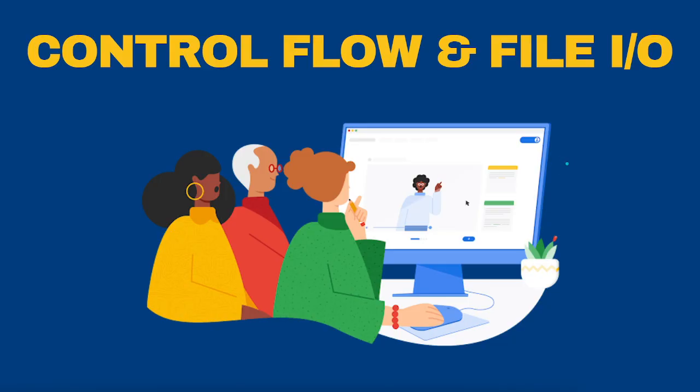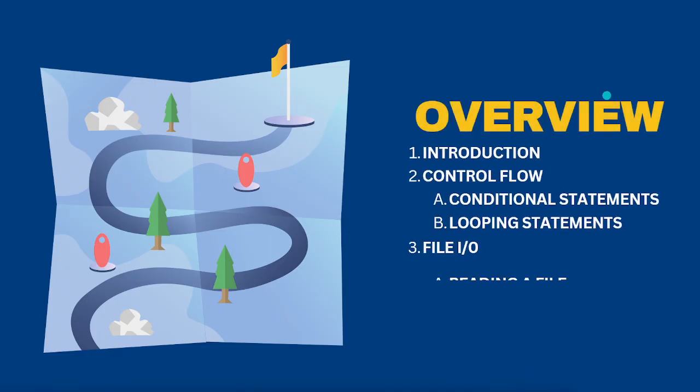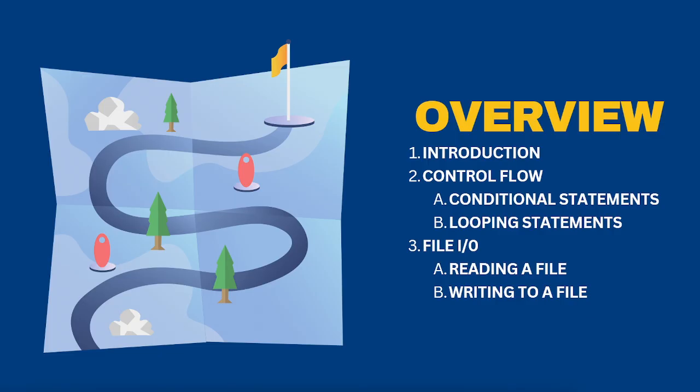In this lesson, we'll be covering control flow and file input-output. Some of the structures we'll be covering under control flow include conditional and looping statements. These are classic structures in any programming language. And then we learn how to handle file input and output. So that means reading a file and writing to a file.